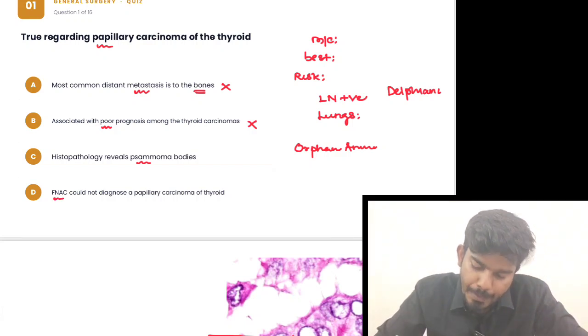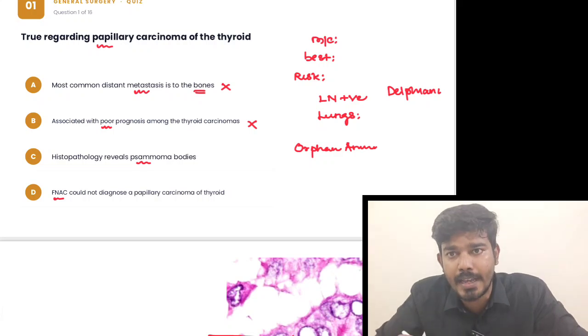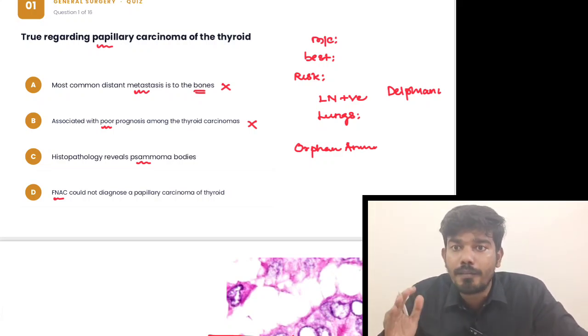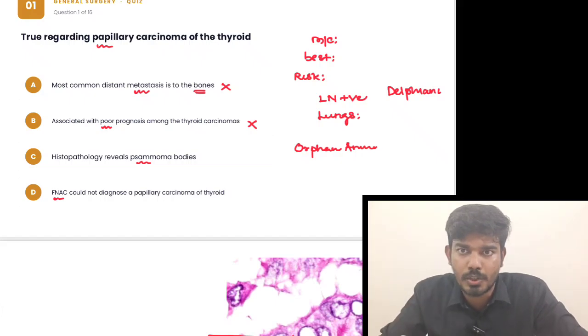FNAC could not diagnose a papillary carcinoma of thyroid? No, FNAC can diagnose a papillary carcinoma of thyroid, whereas FNAC cannot differentiate between a follicular adenoma and a follicular carcinoma.